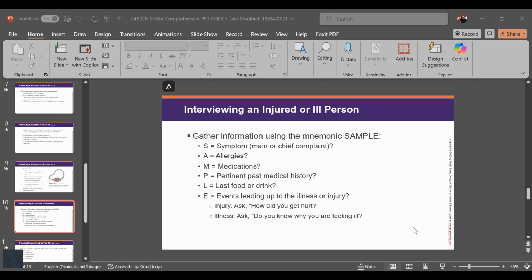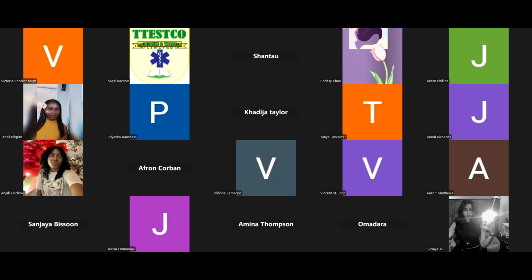Now, this brings us to the other situation where some patients may want a female first aider to provide care for them, mainly because of personal or religious beliefs.